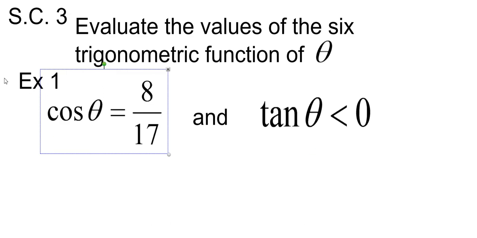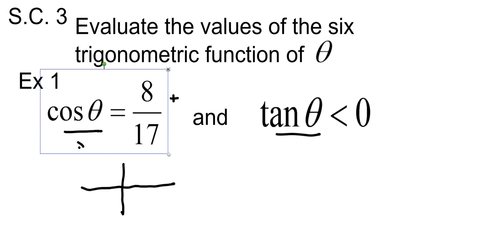Well, let's say we want to evaluate some six trigonometric functions. The key thing we have here is that we have some criteria. We have cosine has a ratio, and then we have tangent, let's say in the example, is less than 0. Well, the first thing we have to do is identify what quadrant this ratio is in. The first thing is that cosine of an angle is positive. Okay, so this is positive.